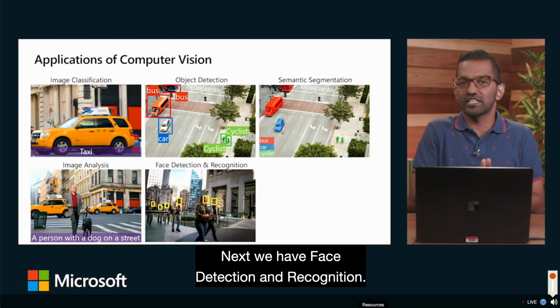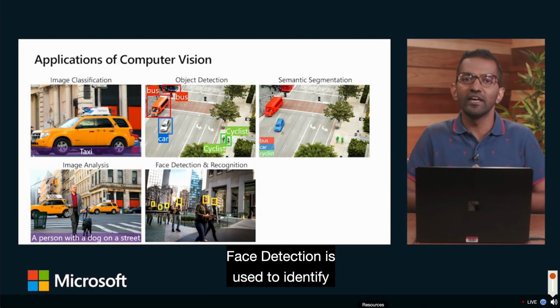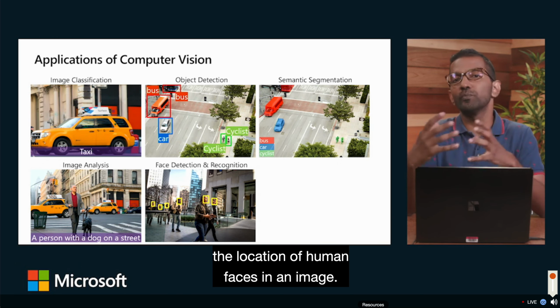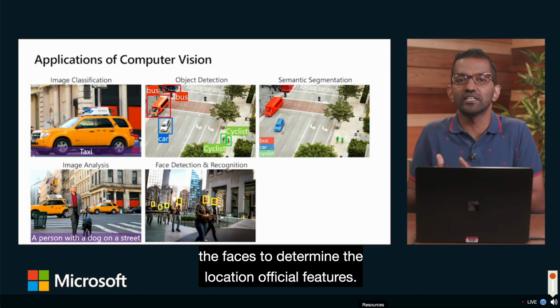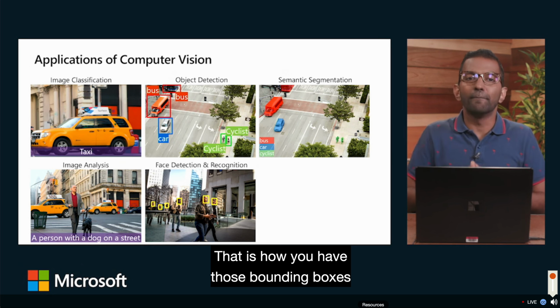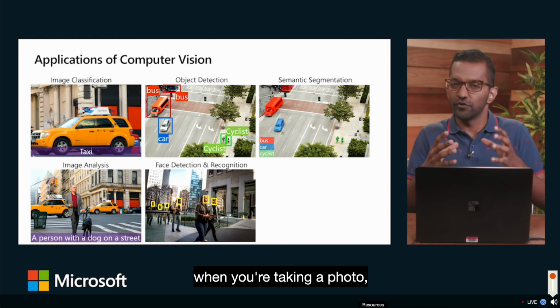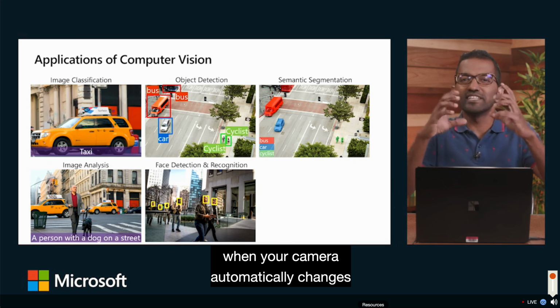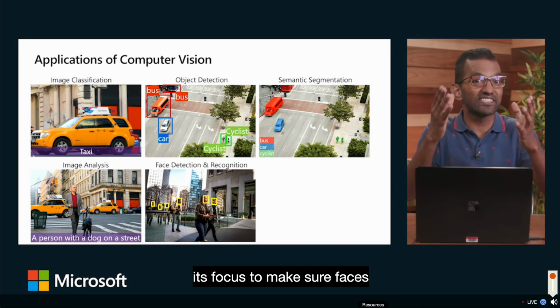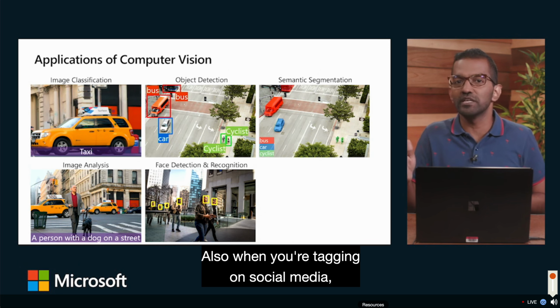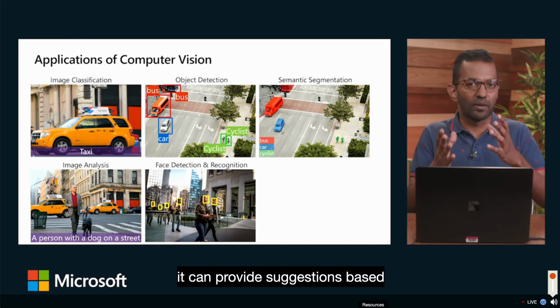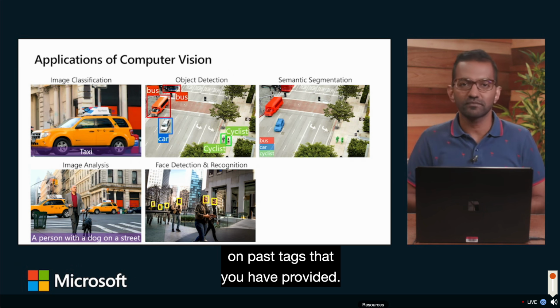Next, we have face detection and recognition. Face detection is used to identify the location of human faces in an image. Further analysis can be performed on the faces to determine the location of facial features. And that is how you have those bounding boxes when you're taking a photo, when your camera automatically changes its focus to make sure faces can be sharply seen on photos. And also when you're tagging on social media, it can provide suggestions based on past tags that you've provided.